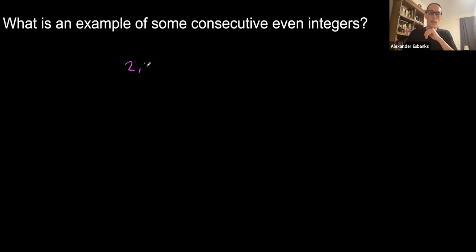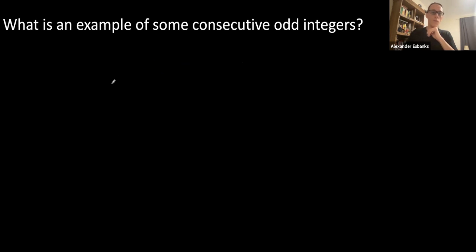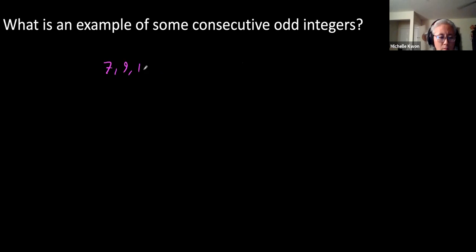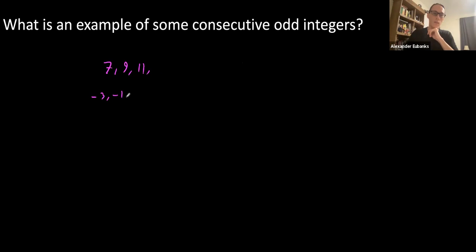Some consecutive evens would be 2, 4, 6, and 8, right? And again, this is just a reminder of the terminology we had before. Some consecutive odds would be 7, 9, 11. And we also talked about you could have negatives. You could have like -3, -1, 1, and so on. And notice I'm always putting these in increasing order.